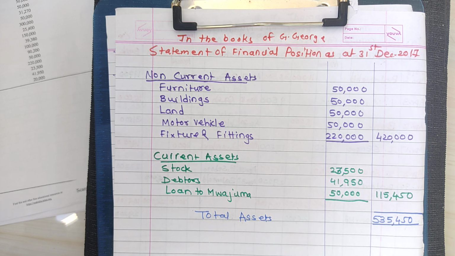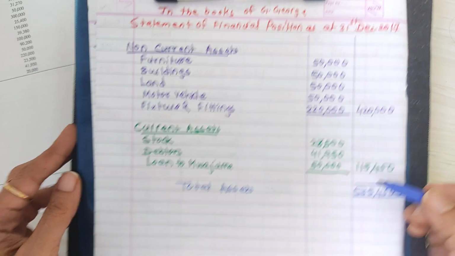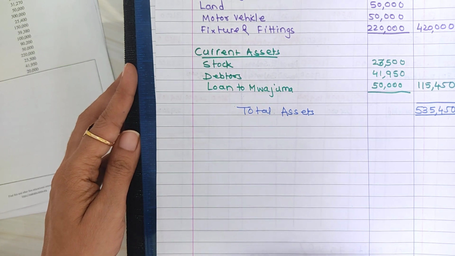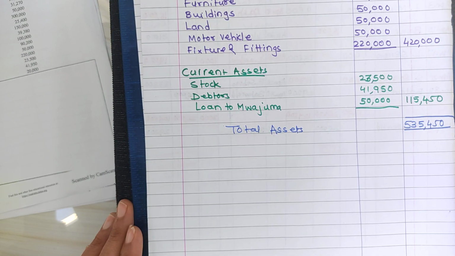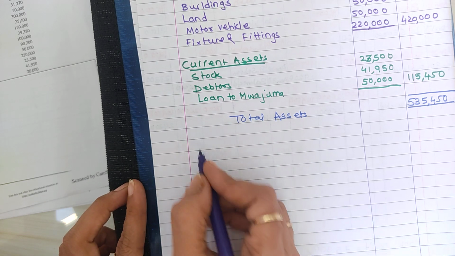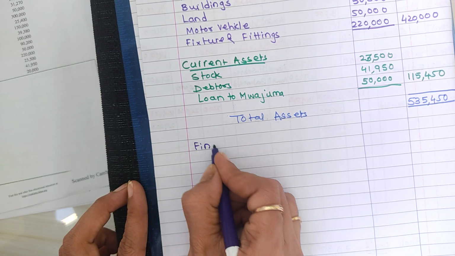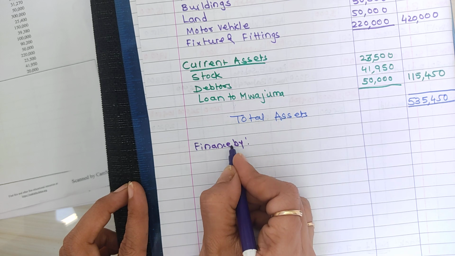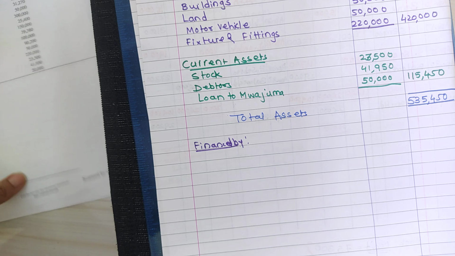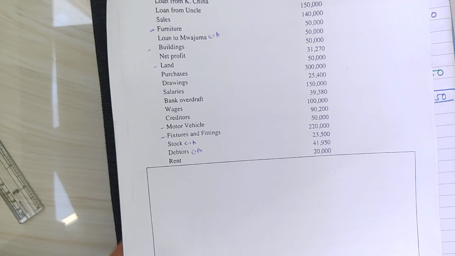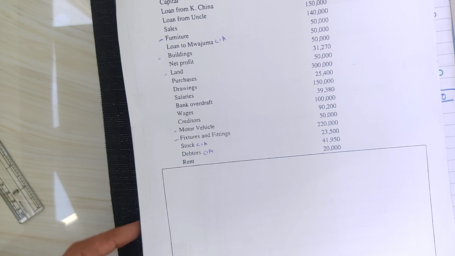That is also correct. So first you write all assets, then you minus liabilities, so at the end you will get capital. Or you can write like this: all non-current assets, then current assets, that is total assets, then give the heading "financed by". Now here check capital, net profit and drawing given in the question, or there can be net loss.